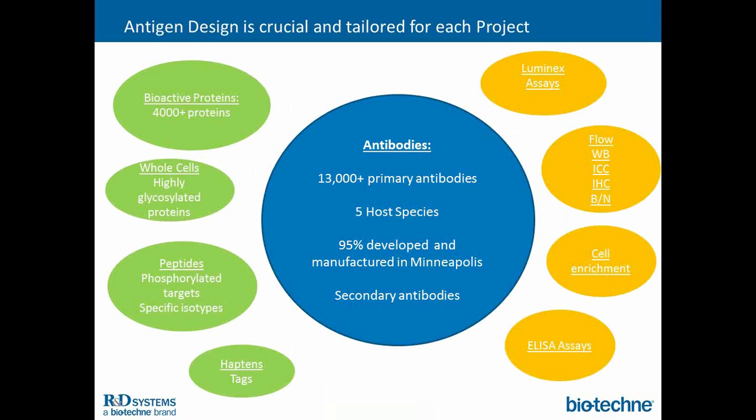Currently, it's estimated that on the market there's about 2 million antibodies commercially available from about 300 antibody vendors. However, it's estimated also that only 12 to 25% of these are actually unique antibodies made by the manufacturers. Our catalog is about 13,000 strong primary antibodies covering 5 host species, and 95% of those antibodies that you're seeing on the R&D Systems website are manufactured and developed here in Minneapolis. In addition, we're co-developing our secondaries alongside, as those are very, very important reagents as well.